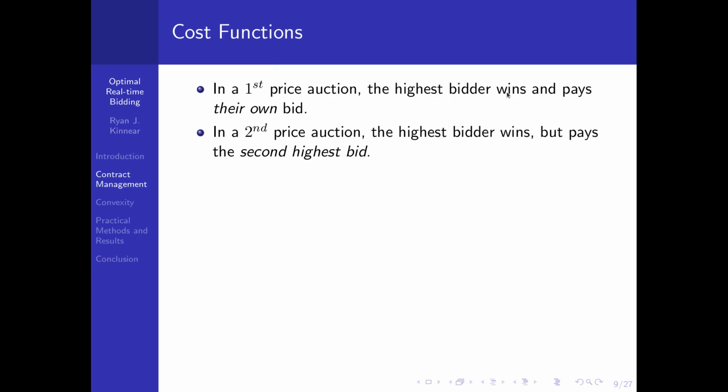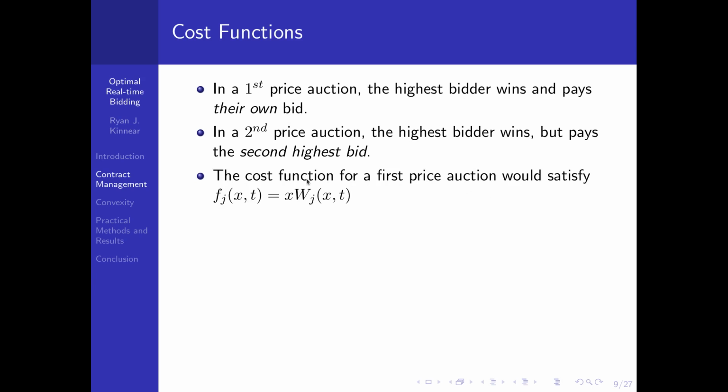In both cases, the highest bidder will win the item, but in a first price auction, they pay what they bid, and in a second price auction, they pay the second highest bid. So for a first price auction, the cost function is quite intuitive. It's just the bid times the probability of winning.